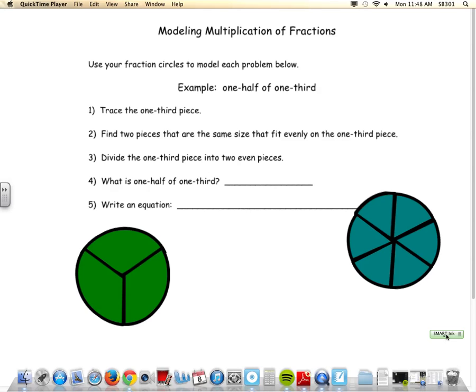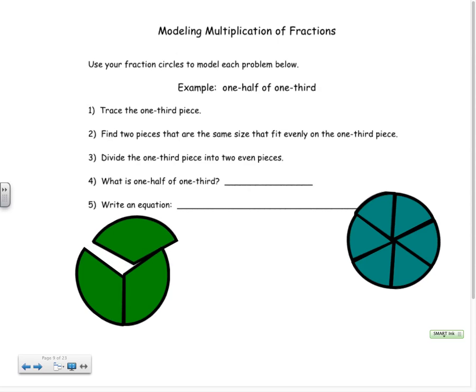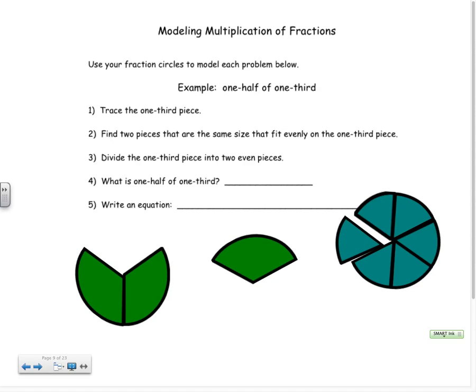So we trace the 1/3 piece, so I'm just going to pull this 1/3 piece over here. This is 1 out of 3, 1/3. I'm going to find two pieces that are the same size that fit evenly on that 1/3 piece. So I have a variety of fraction circles with me, but I see this piece here is 1/6, should fit right over the top. And if I try another 1/6 piece on top, I'll see that it'll fit exactly even over that 1/3 piece. So let me just go ahead and do that.